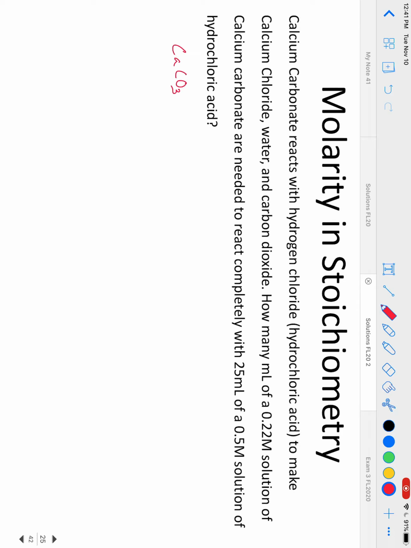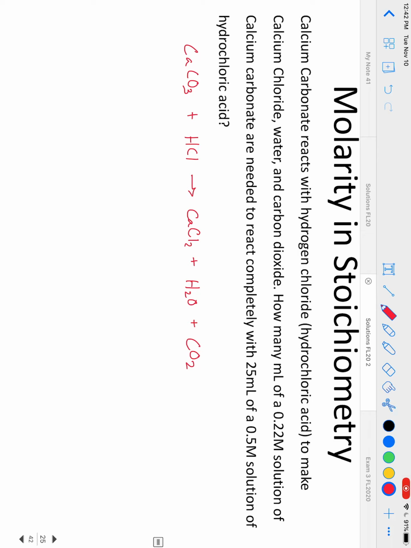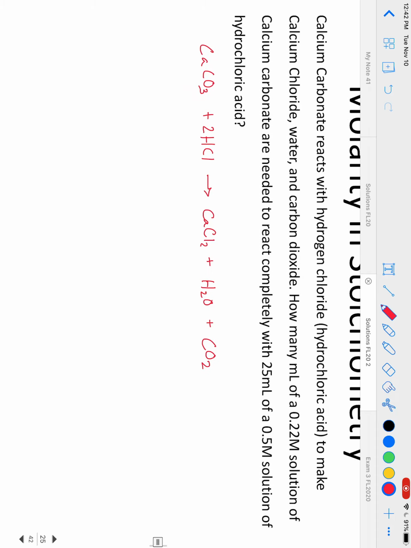Okay, calcium carbonate, CaCO3, reacts with hydrogen chloride, HCl, which is hydrochloric acid, to make calcium chloride, which should be CaCl2, water, and CO2. Okay, now we need to balance it. Are we balanced? No, we're not balanced. If I put a 2 here, I think we're now balanced. 1 calcium, 1 calcium, 1 carbon, 1 carbon, 3 oxygens, 3 oxygens, 2 hydrogens, and 2 chlorines. Okay, good. All right, so we're balanced.